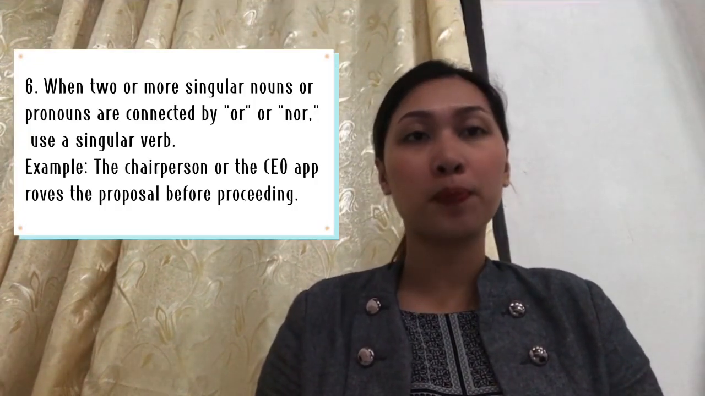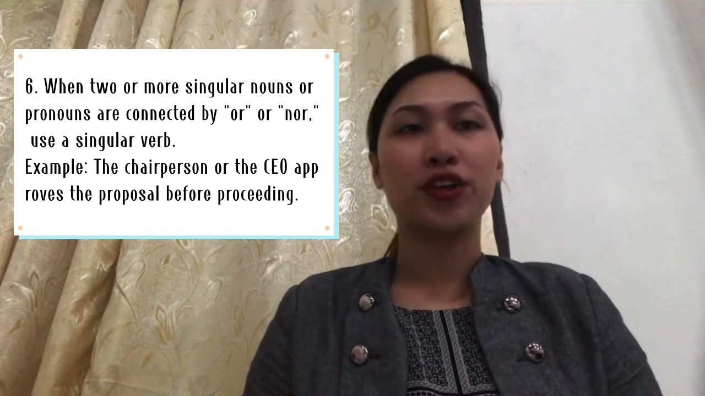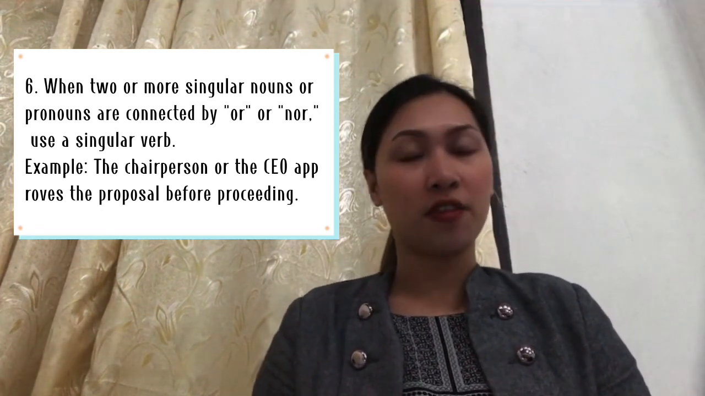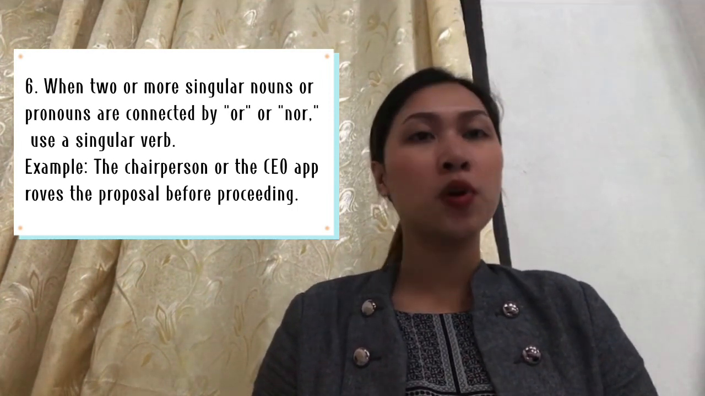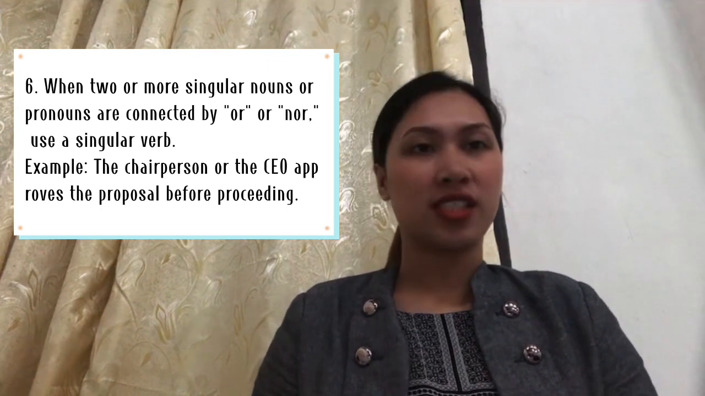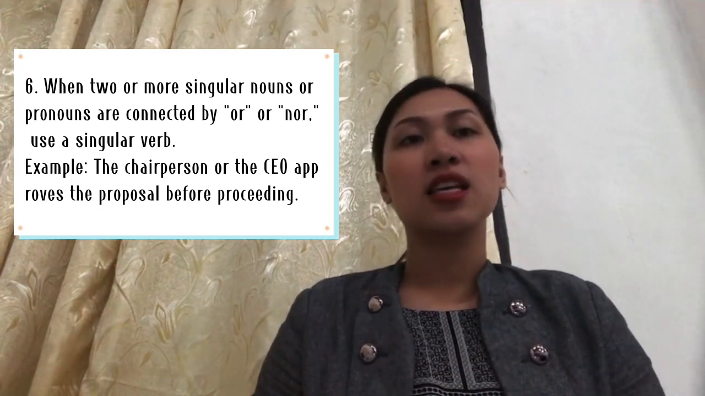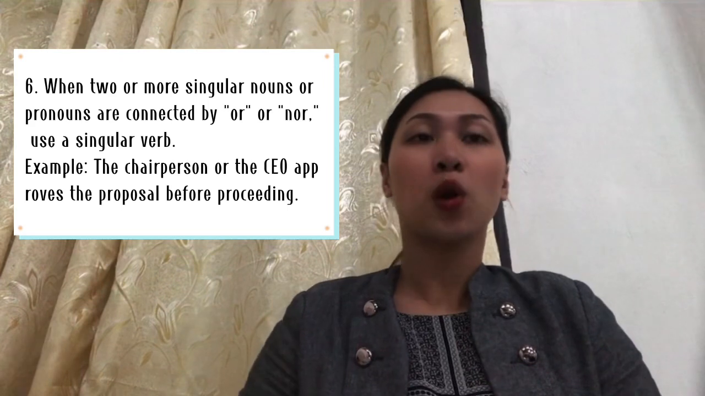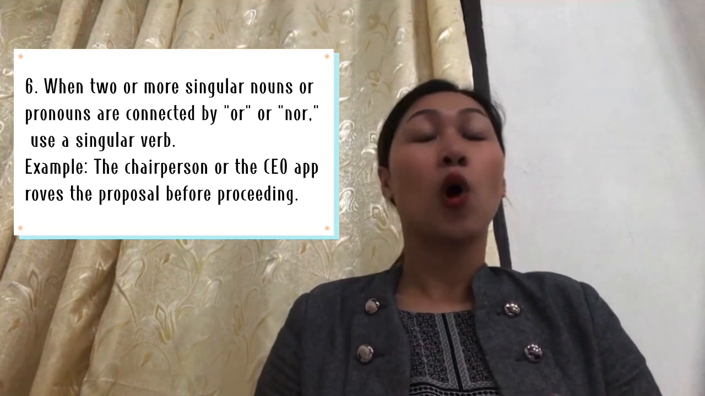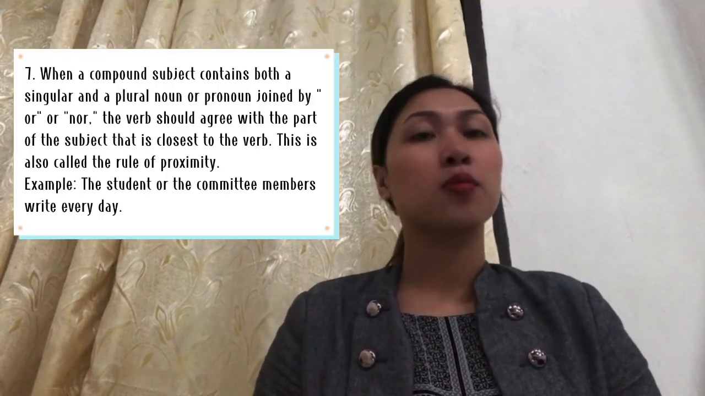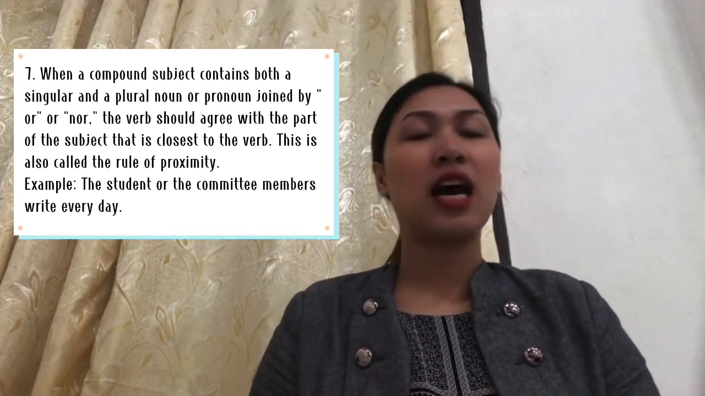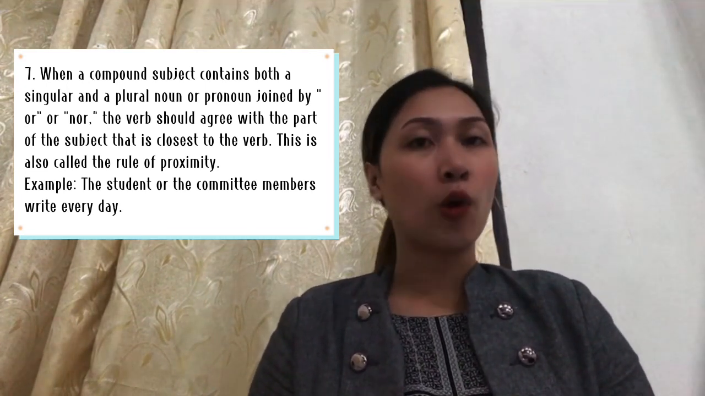Rule 6. When two or more singular nouns or pronouns are connected by or or nor, use a singular verb. For example, the chairperson or the CEO approves the proposal before proceeding. Always remember that if the singular nouns or pronouns are connected by or or nor, always use a singular verb.